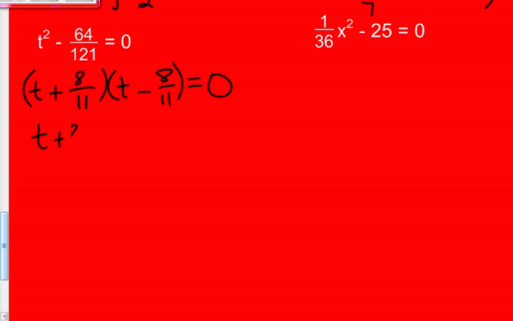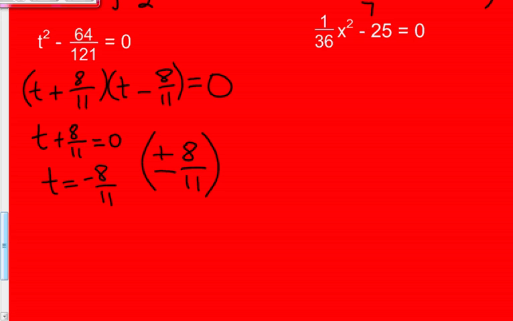T plus 8 11ths equals 0. You subtract your 8 11ths, so T equals negative 8 11ths. Or T will equal a positive 8 11ths. So it's positive or negative 8 11ths. That's just a shortcut way of writing it, so you don't have to solve each one.